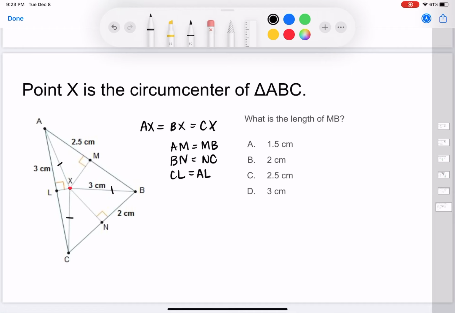Okay. So when we're looking for the length of MB, all I have to do is see if I have something for AM, and I do. I'm told that AM is equal to 2.5 centimeters, so that means if AM is equal to MB, then MB is also equal to 2.5. So therefore, C is my answer.